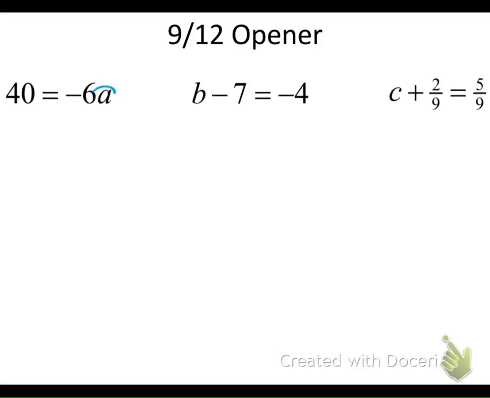So I'm going to circle my variable, draw my line of equality. How do I get the a by itself, Brendan? Divide by what? -6. Nice job. Way to remember to take that negative with you. Now, when I go to take 40 divided by -6, does that work out? No, you're going to get a decimal, right?